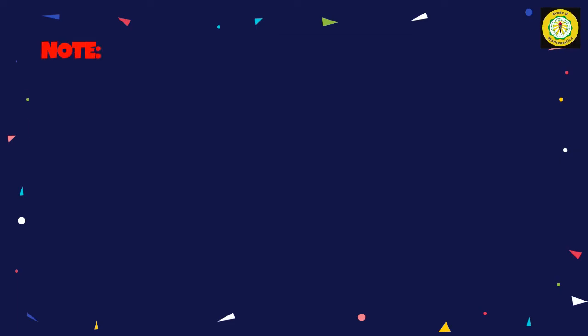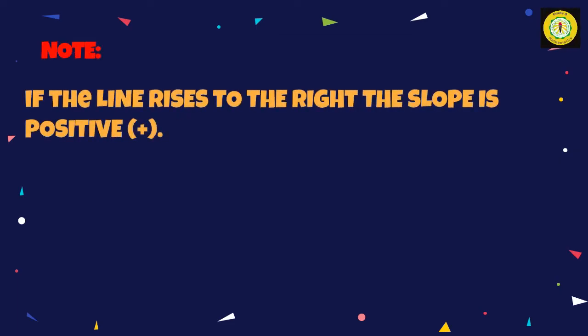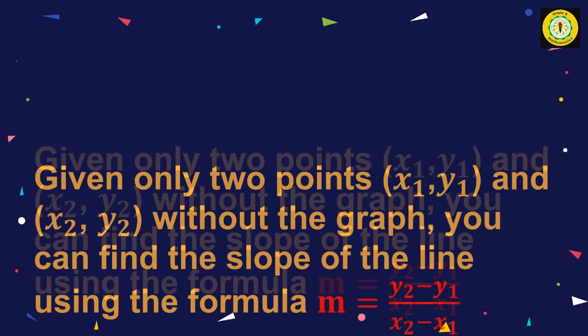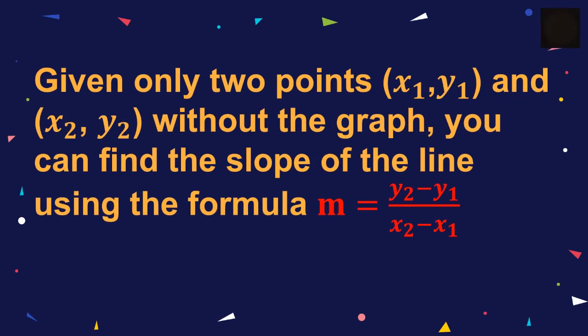Note, if the line rises to the right, the slope is positive. If the line rises to the left, the slope is negative. Tandaan niyo po lagi yan. Given only 2 points, (x sub 1, y sub 1) and (x sub 2, y sub 2), without the graph, you can find the slope of the line using the formula m equals y sub 2 minus y sub 1 over x sub 2 minus x sub 1.